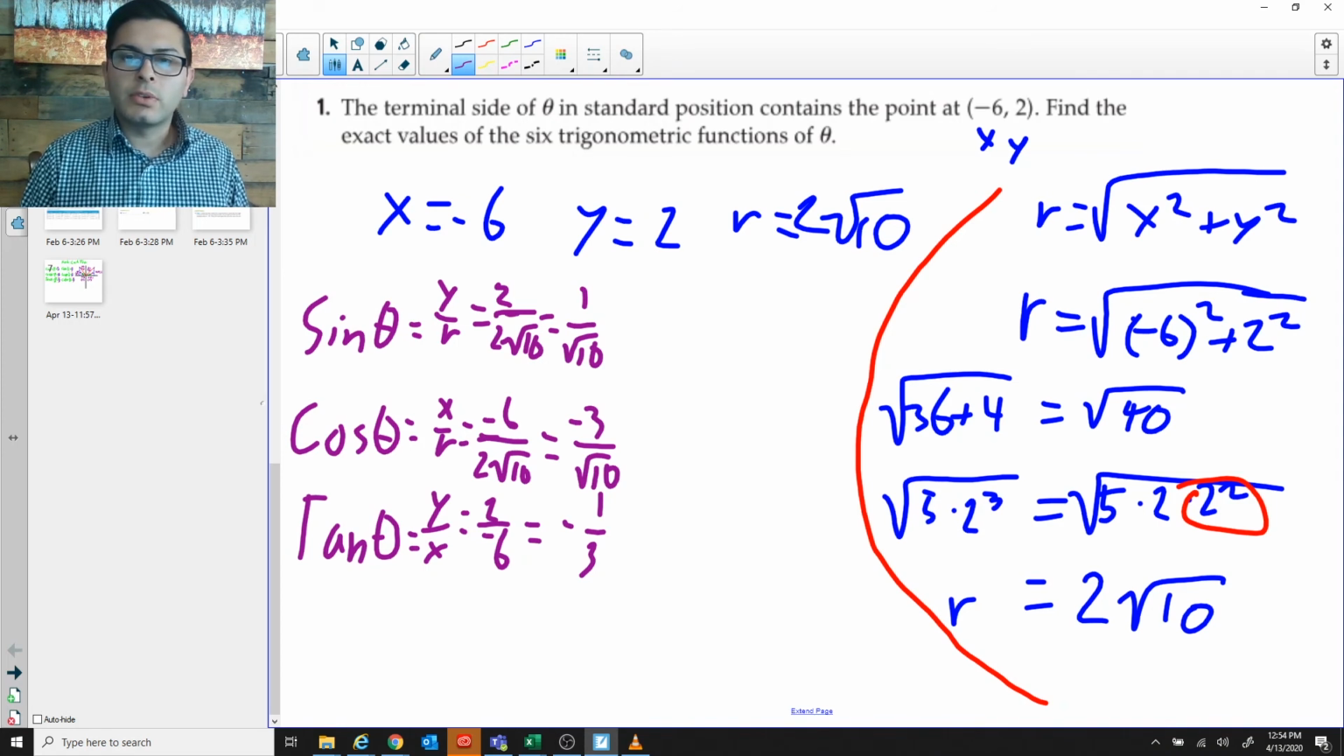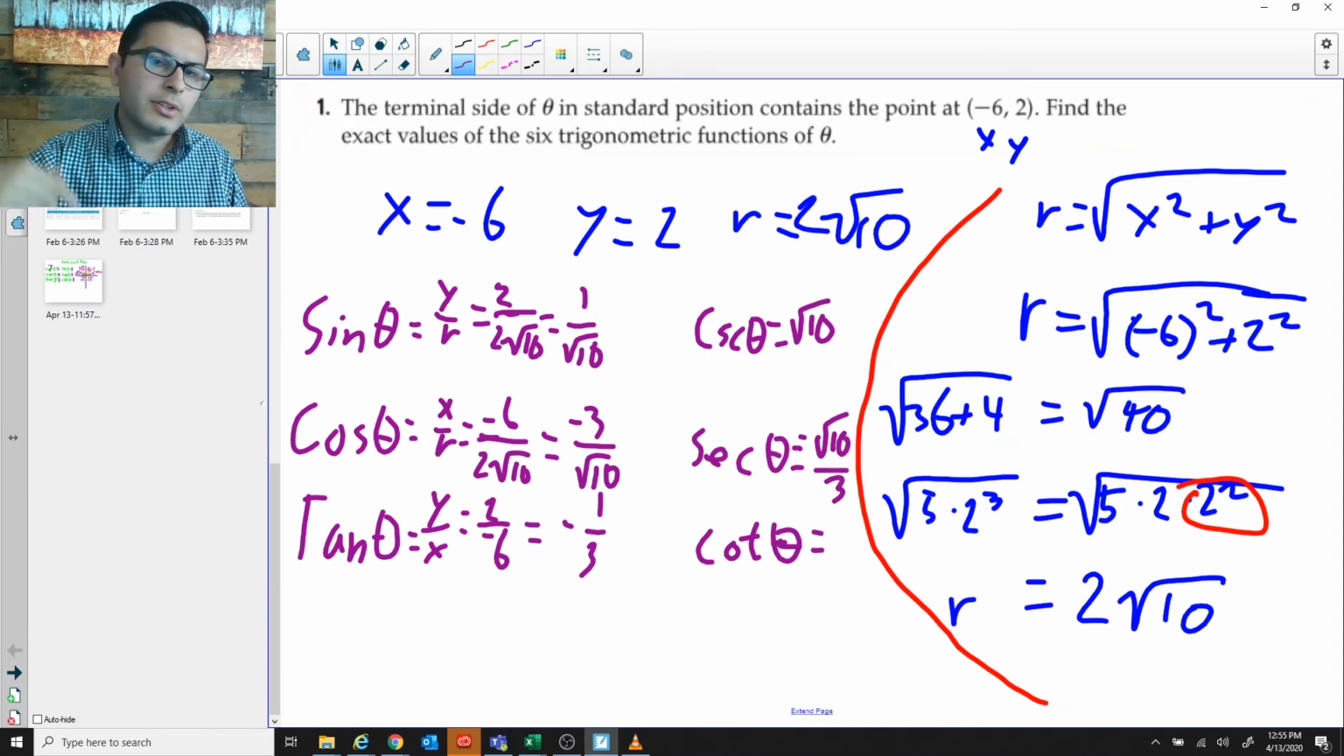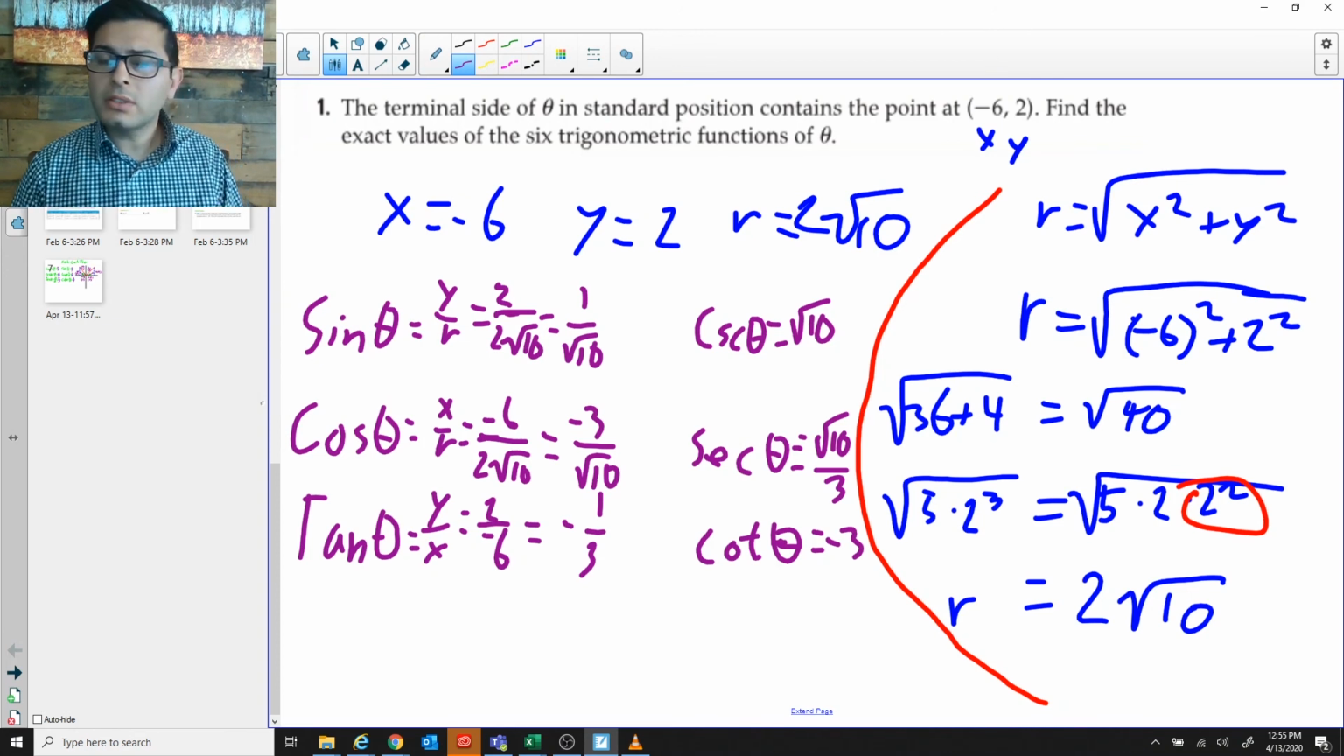Now that everything is simplified, I want you to write out our other 3 trig functions. The first one is going to be square root of 10 over 1. You could also just say square root of 10 because over 1 is just going to be by itself. This next one will be negative square root of 10 over 3. The negative can go on the top or the bottom. It doesn't really matter. And then this last one is just going to be -3. Again, because it's over 1, it doesn't matter.